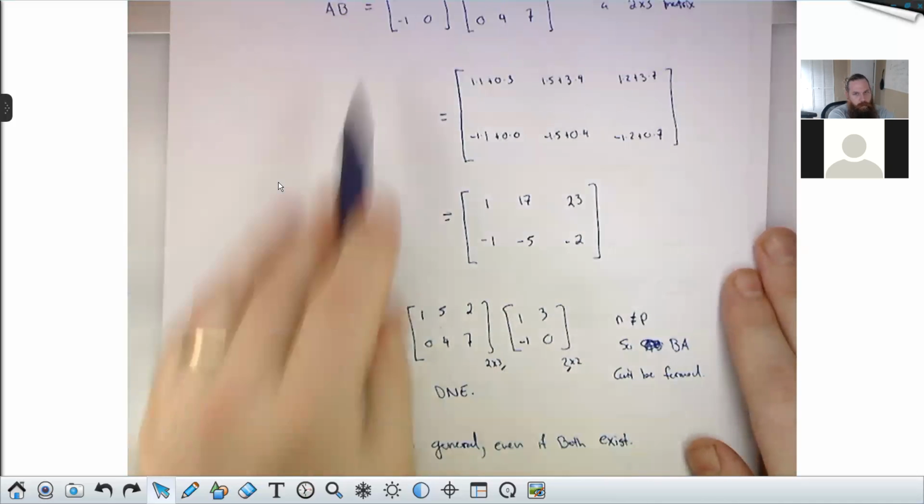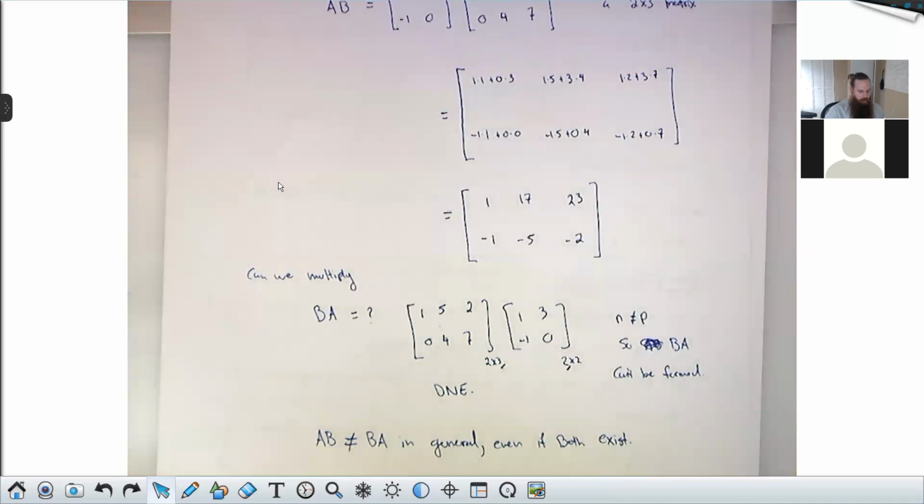So here we saw in one direction you could do the product, in the other direction you couldn't. You might ask, well, what if you can do both products? Then are they the same even then? Nope.